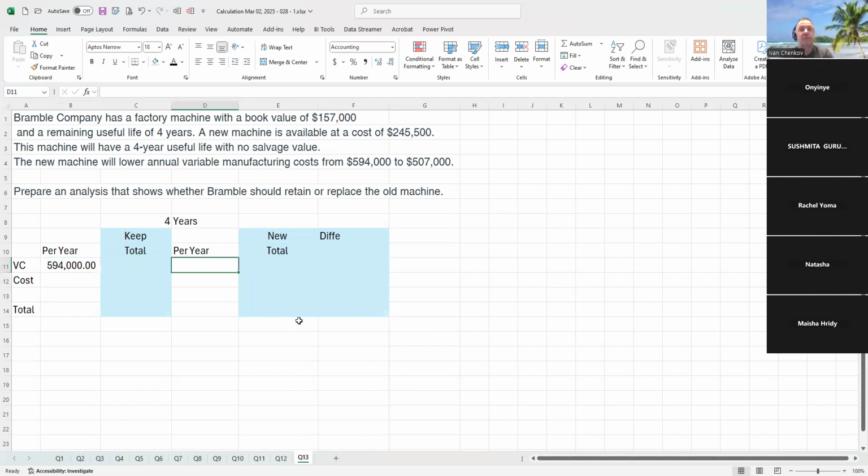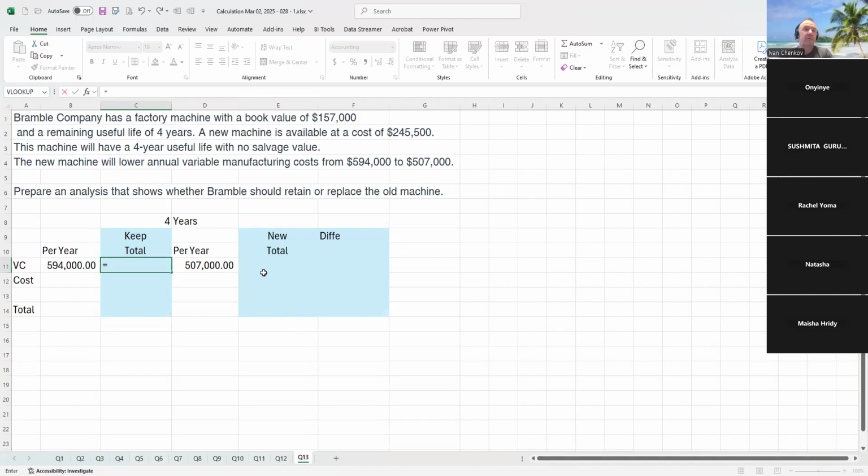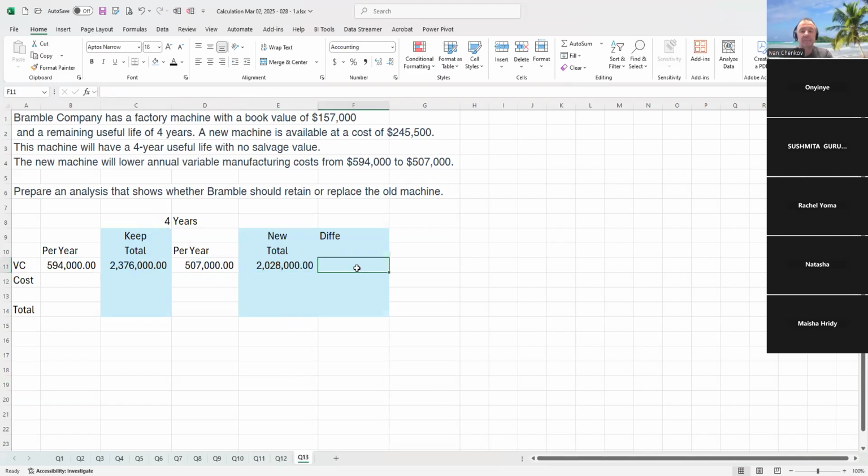With the new machine, how much is the cost per year? 507, right? Yes. So how much is the total now? Total is this one times 4, right? And how much is this one? That will be this one times 4. If we go with the new machine, are we saving on cost? Yes, we are. How much are we saving? 348,000.